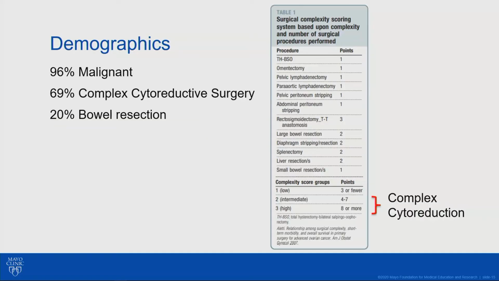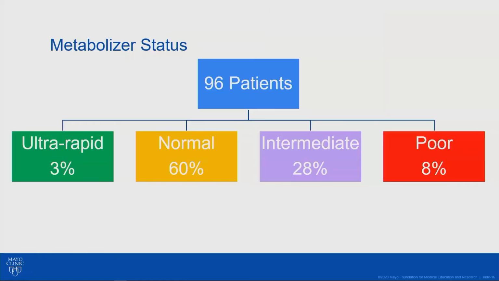We had really good representation of our most complex patients in this cohort, with 96% for cancer, as I had said. About 69% of our patients were undergoing complex cytoreduction, and another 20% underwent bowel resection. Of these enrolled patients, only 3% were classified as ultra-rapid, 58 or 60% were normal, 28% intermediate, and 8% poor. This was consistent with multiple prior reports showing this breakdown of patients. And there was no difference in surgical complexity across all our scores.